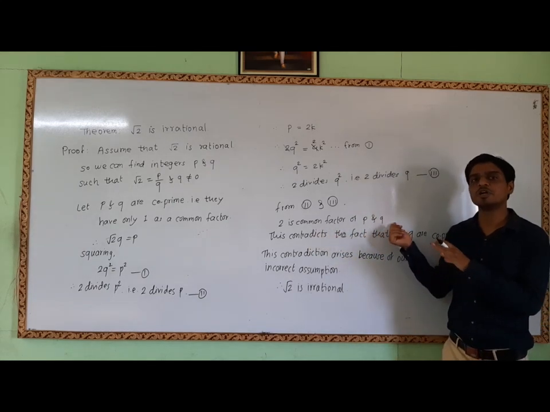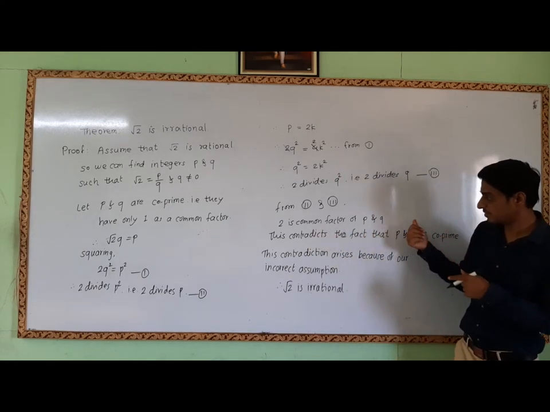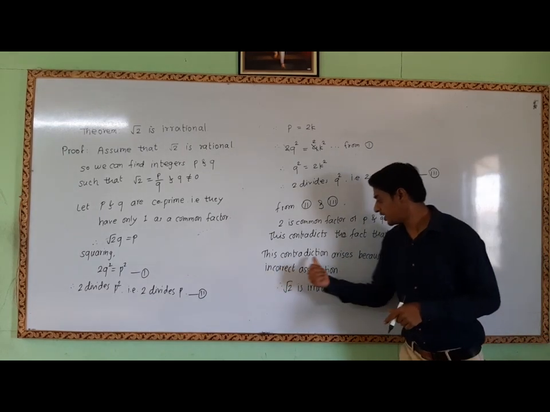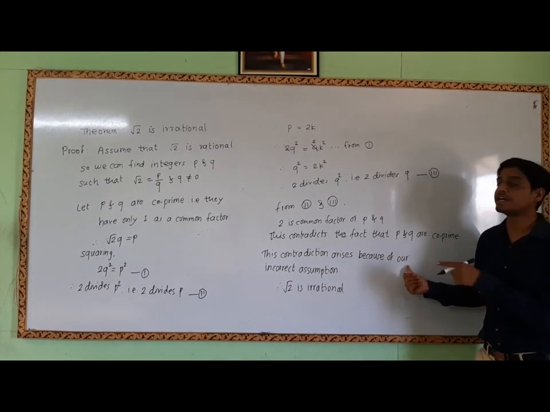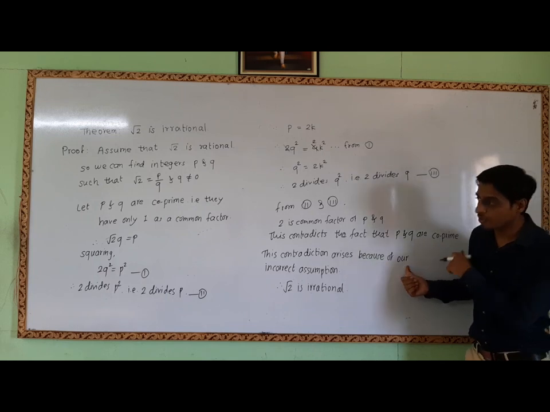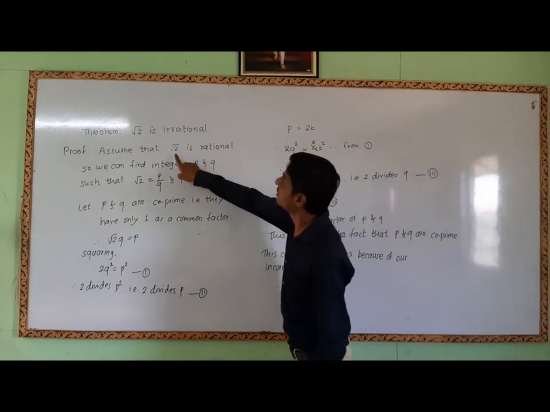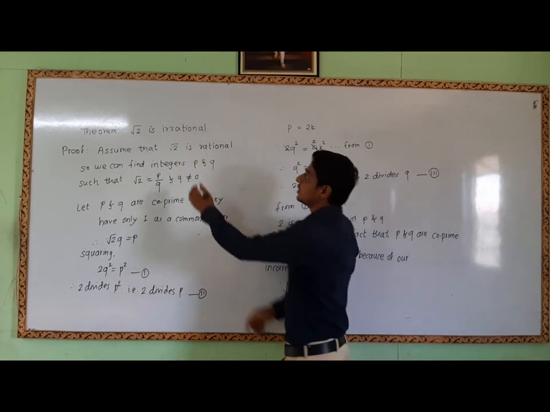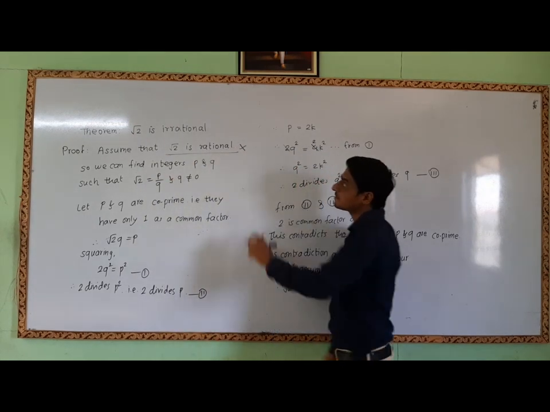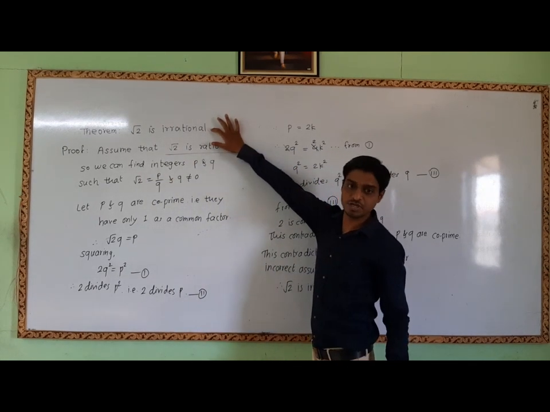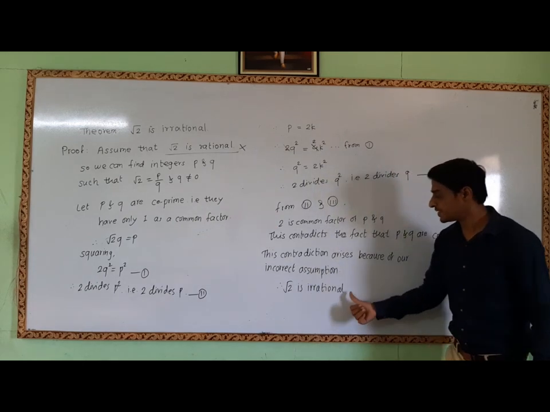That means कुछ तो भी गलत हो रहा है. Why does this contradiction happen? This contradiction arises because of our incorrect assumption. तो हमारा assumption ही wrong है. हमने क्या assume किया था? That root 2 is rational. ये wrong है. That means root 2 is irrational. Okay. So we have proved that root 2 is irrational.